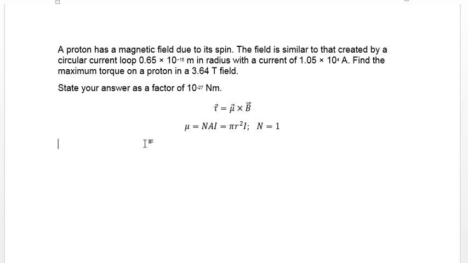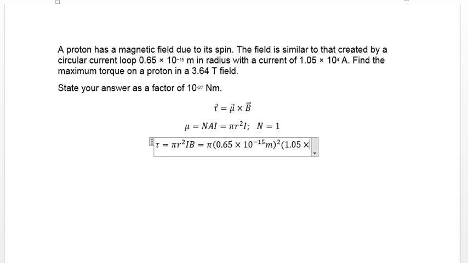Pi r squared is the area, a very small area. The current's very high. So we're going to get mu from this. We have the magnetic field of 3.64 Tesla. And the torque is maximized when they're perpendicular. So that'd be pi r squared I times B, right? So pi times 0.65 times 10 to the minus 15th meters squared times the current 1.05 times 10 to the fourth amps times the magnetic field 3.64 Tesla.